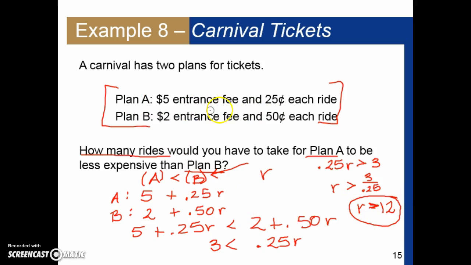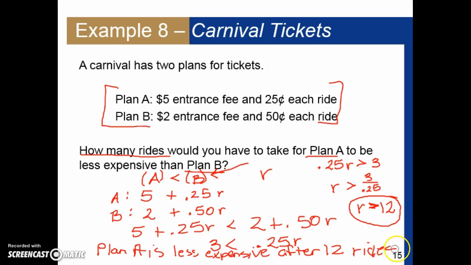So they ask in words, we're going to answer in words. Plan A is less expensive after 12 rides. So not difficult.